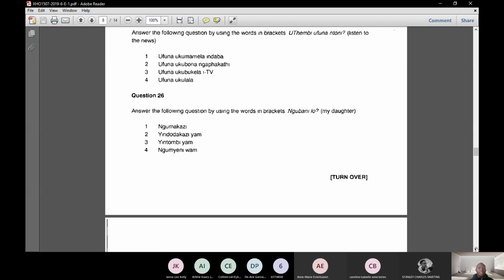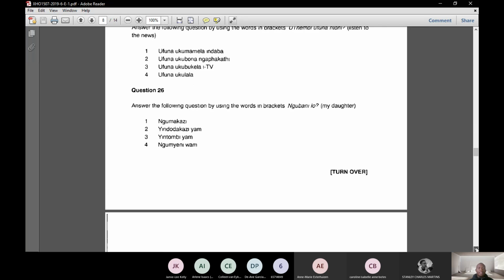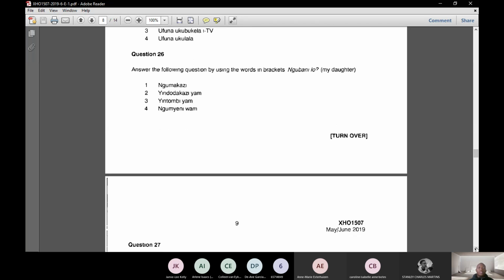Question number 26. Answer the following question by using the words in the bracket. My daughter. Is it number 1, kumakazi? Number 2, indodakazi yam. Number 3, intombi yam. Number 4, kumyeni wam. It's number 3. Number 3 is correct.